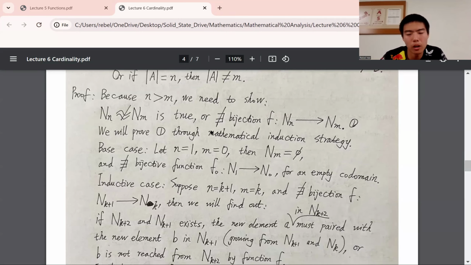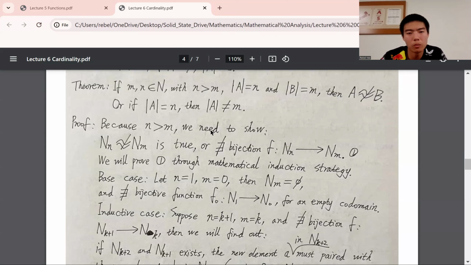It can be proved through mathematical induction, because in this way n is greater than m, so we just need to show N_n is not equipotent to N_m. We just want to show this is true, which means there's no bijection from N_n to N_m. So we can prove this foundation as well.